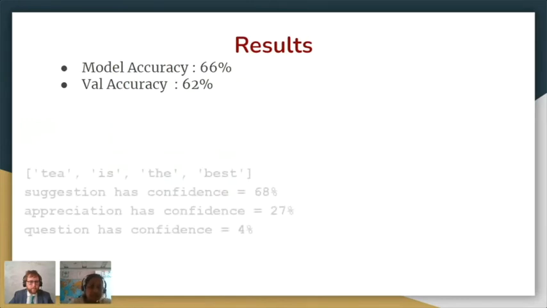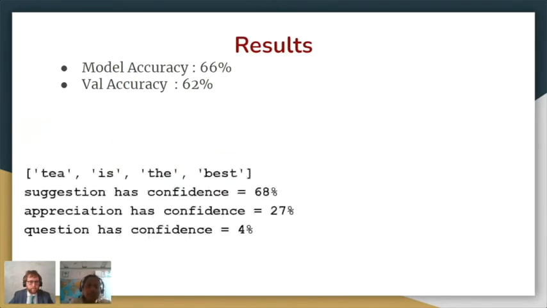To give you an idea of what it translates into for the business, say, for example, the comment is "T is the best." The model is outputting a suggestion with a confidence of 68%, an appreciation of 27% and a question of 4%, which is a good thing because "T is the best" is actually a suggestion and nothing else.